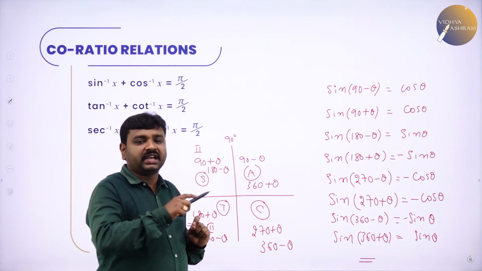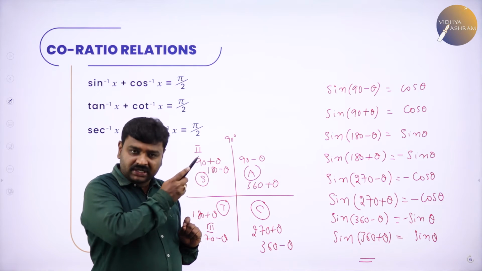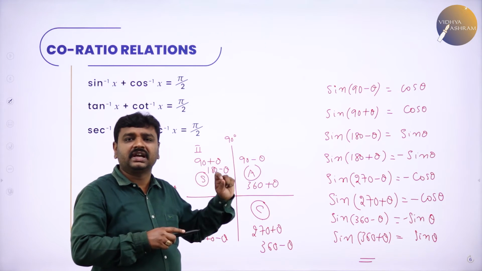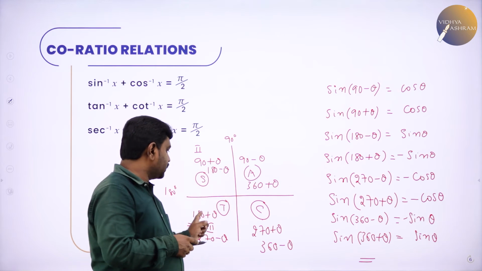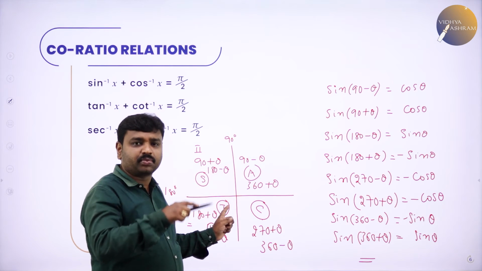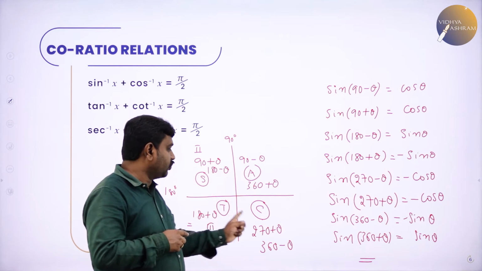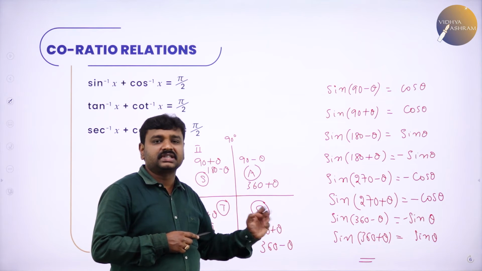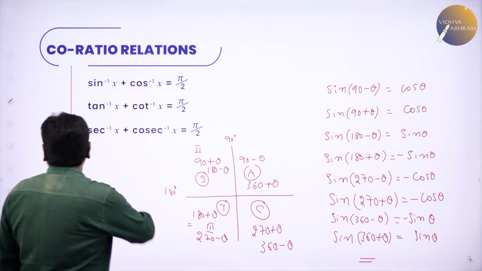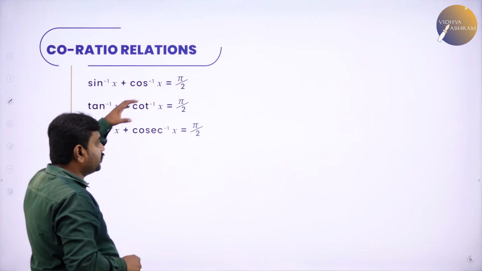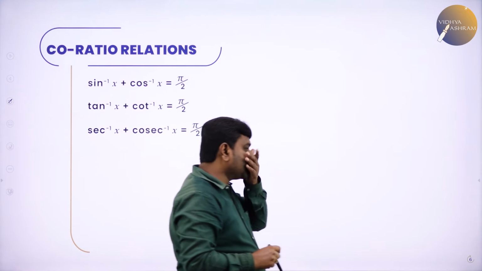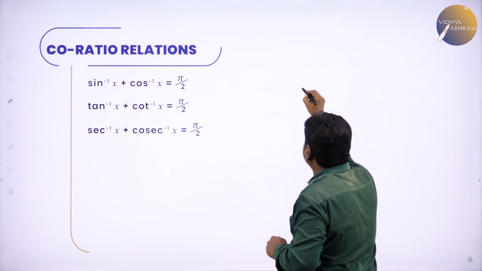And you know the quadrant and alphabets. First quadrant A means all trigonometric functions. Second quadrant S means sine and cosecant. And third T means tan and its reciprocal. What is reciprocal of tan? Cot. Fourth quadrant C, cos and secant. Next, we need to learn co-ratio relations. Before we go to this, I'll ask you a few questions.